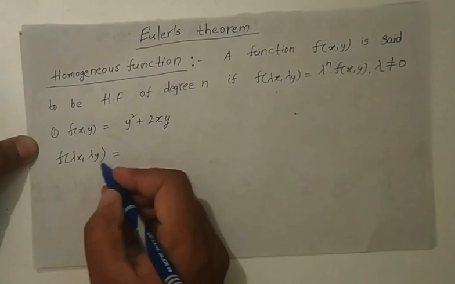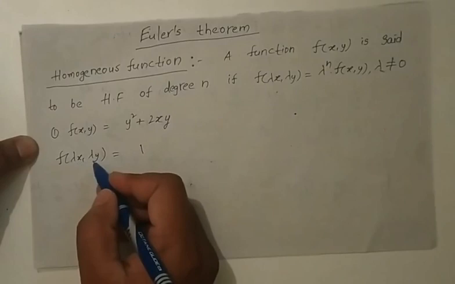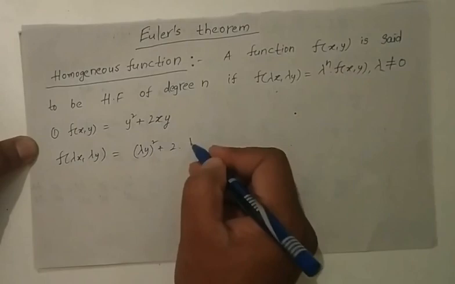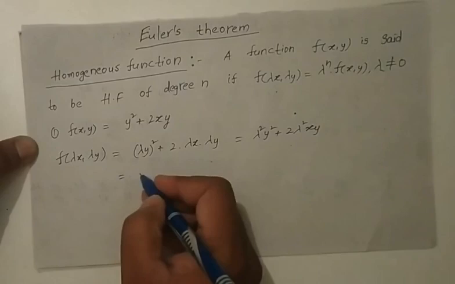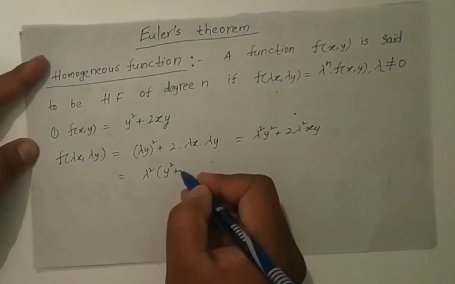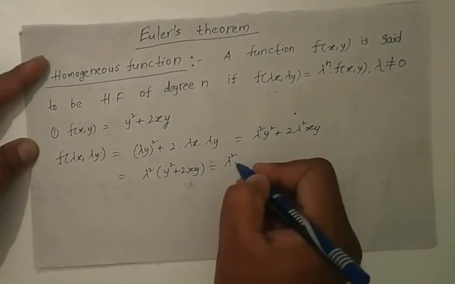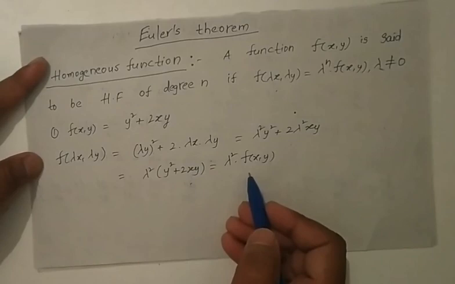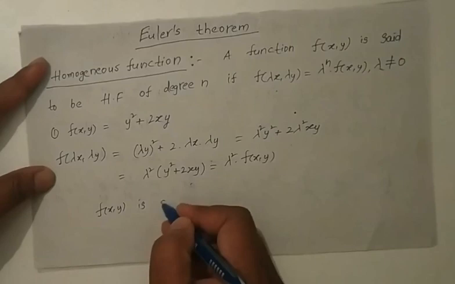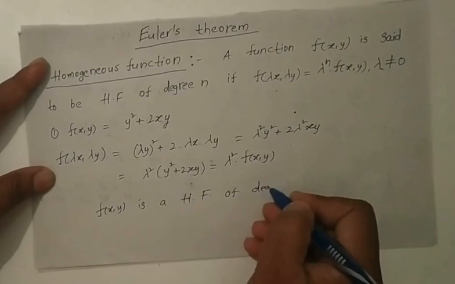Now f of lambda x comma lambda y: we just have to replace x with lambda x and y with lambda y. So lambda y whole square plus 2 into lambda x into lambda y, which is equal to lambda square y square plus 2 lambda square xy, which is equal to lambda square of y square plus 2xy, which is nothing but f of x y. So it is in the form f of lambda x comma lambda y is equal to lambda square into f of x comma y. So we can say that f of x comma y is a homogeneous function of degree, tell me what is the degree? 2. Okay, clear.